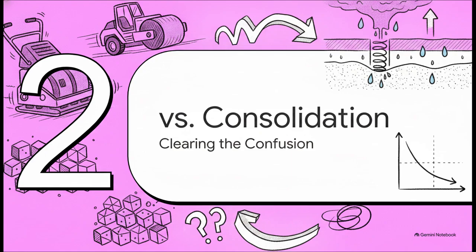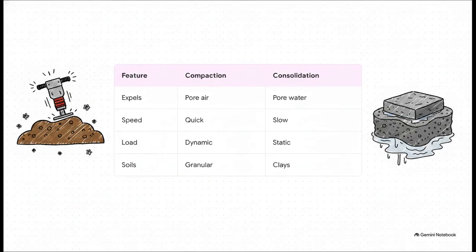Now, people mix this up with another geotechnical term all the time. So let's look at Section 2, compaction versus consolidation, clearing up the confusion. Think of a wet sponge. Consolidation is like placing a heavy brick on that sponge and just leaving it there. Over a long period of time, that static weight slowly squeezes the water out. So, consolidation is a slow process that expels pore water under static loading, usually when dealing with clays.